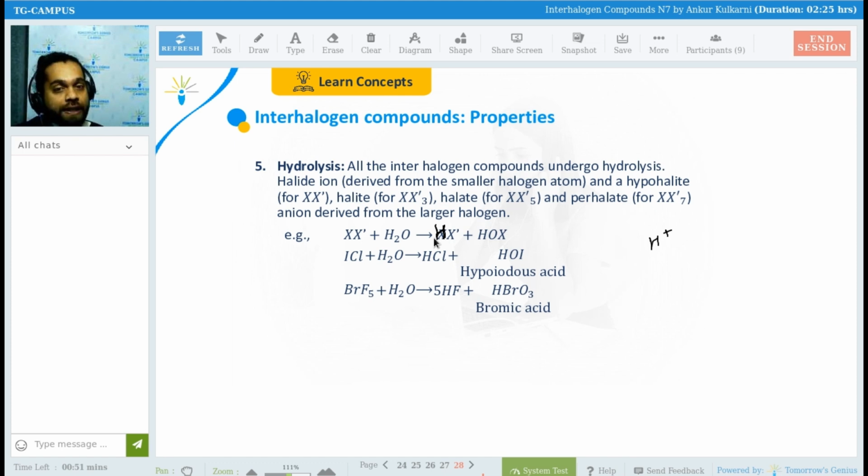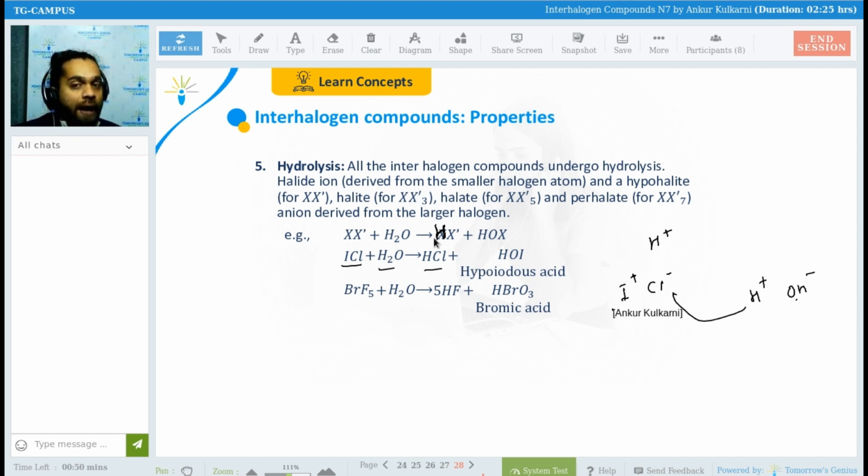Simple as that. So for example, if I add ICl in water, what will happen? I have I plus and Cl minus, since Cl is more electronegative. I have H plus and OH minus. So obviously, H plus will go to Cl to give HCl, and OH will go to I. So I will get HOI and HCl. Is it clear, everyone? Come on, write down both the reactions for the hydrolysis. The more electronegative element will go to H plus.